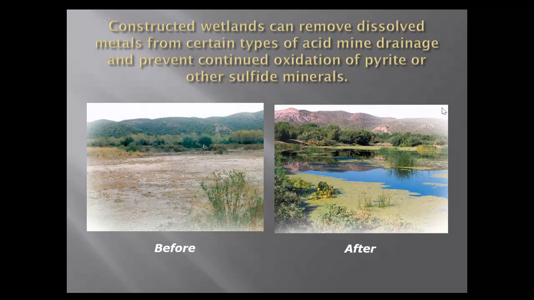And so one thing that's proven very useful is constructing wetlands. So that can remove some of the metals. Some plants can do that. And they can protect those sulfide metals from coming in contact with the water and the oxygen.